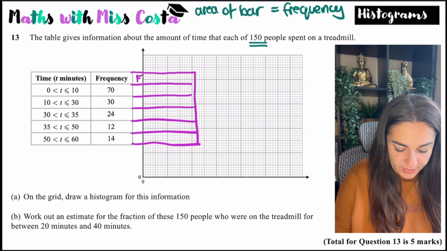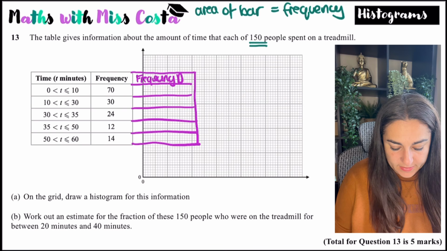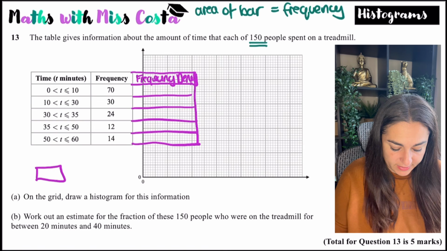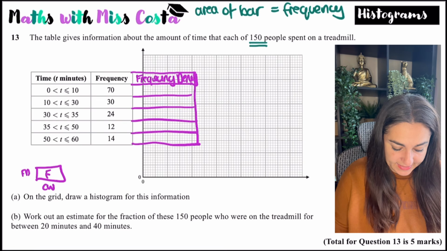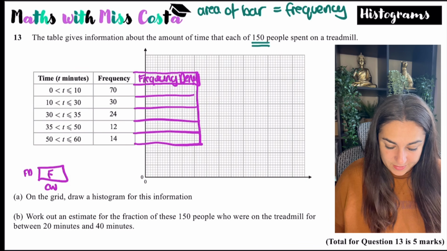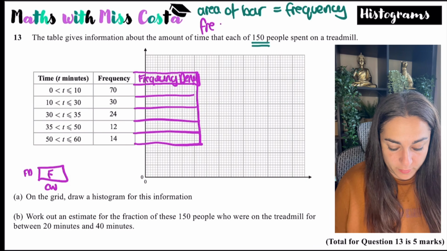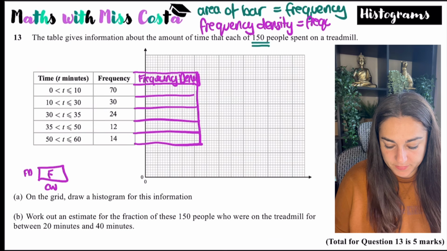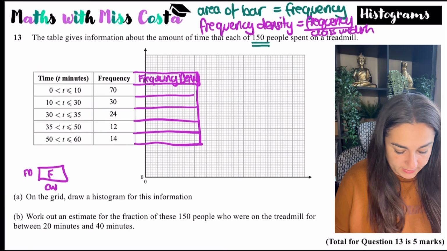So I want to work out the frequency density. The way I do that, if I remember the formula, is I know that the area is the frequency. So that must mean to work out the frequency density, I'm going to do frequency divided by class width. Some of you might find it easier to just remember that formula: to work out frequency density, we just do frequency divided by class width.